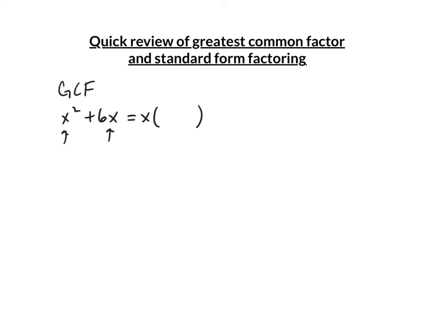both, and then we think distributive property and ask ourselves, what do we multiply x by to get x squared? Well, that's another x. X times x is x squared. And what do we multiply x by to get 6x? Well, that is the 6. So that's a greatest common factor. It's what they have in common.